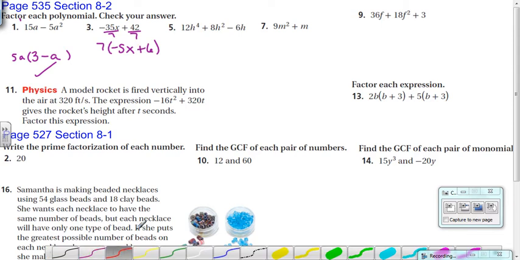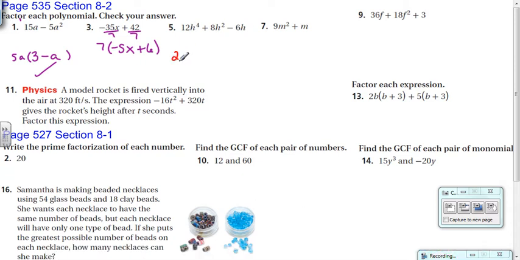So on number 12, or number 5, 12, 8, and 6 can all be divided by 2. So I'm going to have a GCF of 2. H to the fourth, h squared, and h all have an h in common, and the lowest exponent was h to the first. So all of these can be divided by 2h.